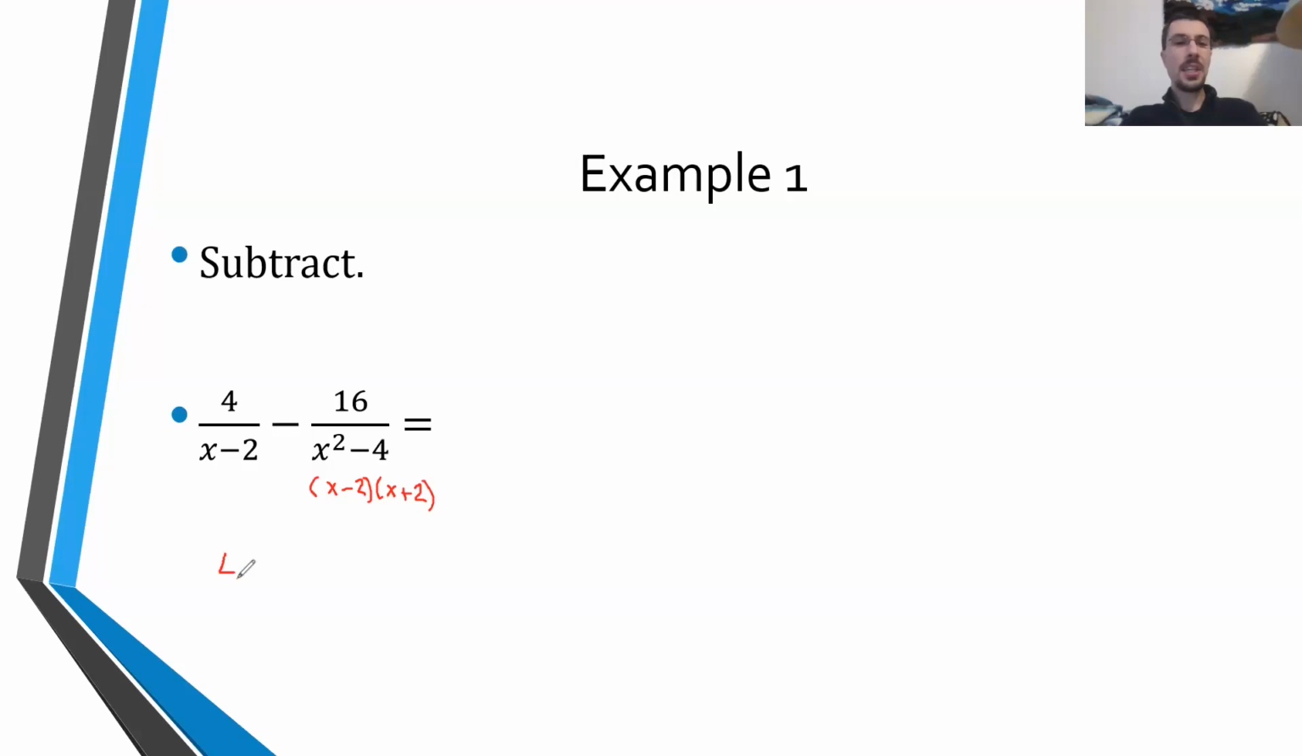Then we need to find the least common denominator. Both fractions have one copy of an x minus 2 factor, so which one has more? Well, they have the same amount of x minus 2's, so we need one x minus 2 as part of your LCD. The second fraction has an x plus 2. The first fraction does not. Which one has more? The second fraction does, so we need the x plus 2 as part of your LCD. So we'll want to be subtracting two fractions, both of which have the LCD.